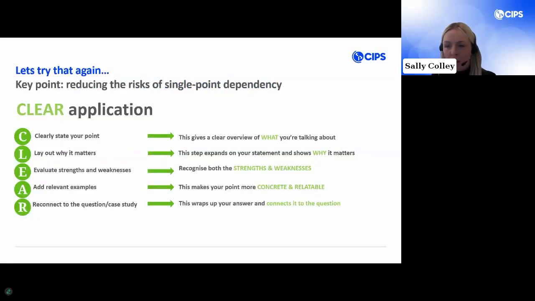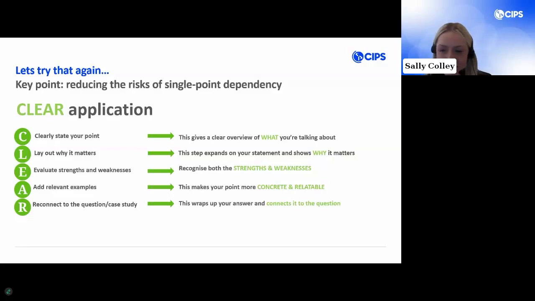So we're going to move on and look at another point. Another one of the key areas was reducing the risk of single point dependency. And again, using the clear framework to structure your answer to ensure that you've scored all 5 marks for this point. So we'll start with C, clearly state your point.